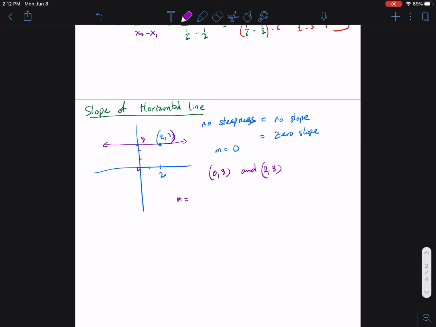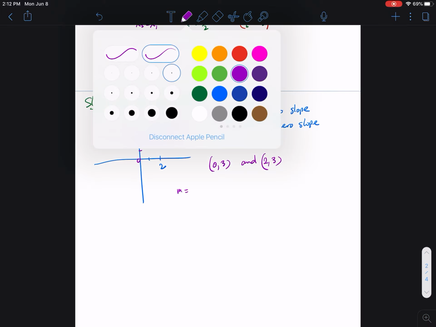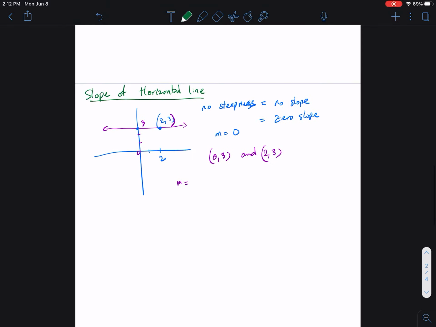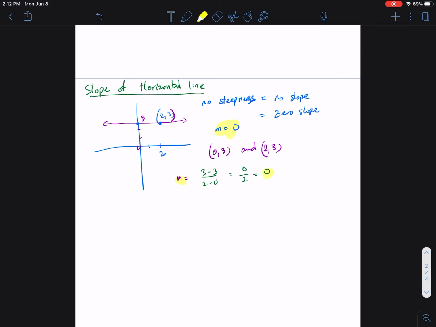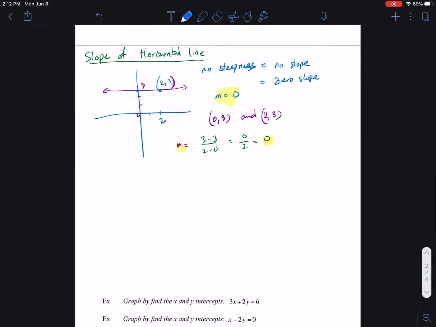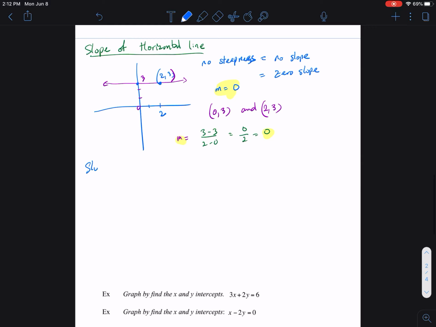Apply the slope formula. So y2 minus y1 divided by x2 minus x1. So we're looking at 3 minus 3 over 2 minus 0. So 0 over 2, which is 0, right? So either way, we get the slope equals 0, okay? Or you can look at this and say, okay, I think I remember that horizontal line. We have the slope of 0, okay? Now let's look at the slope of a vertical line. Okay, slope of a vertical line.